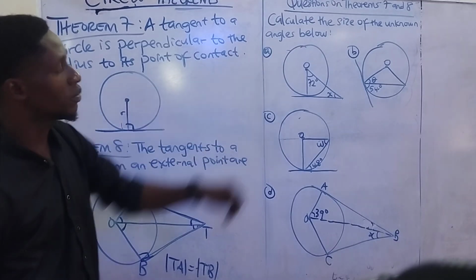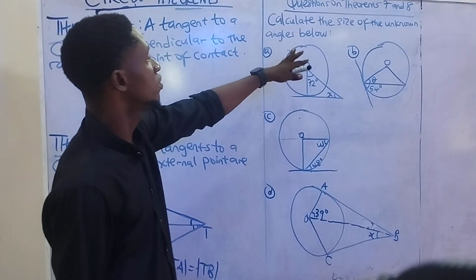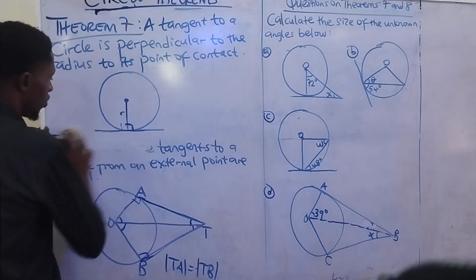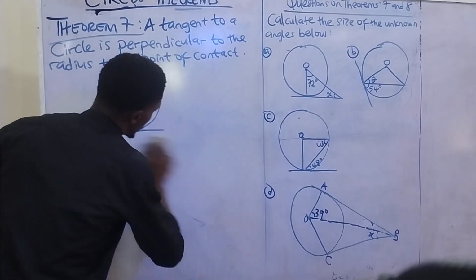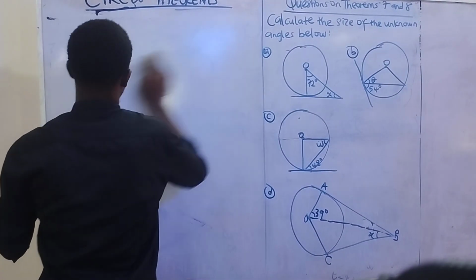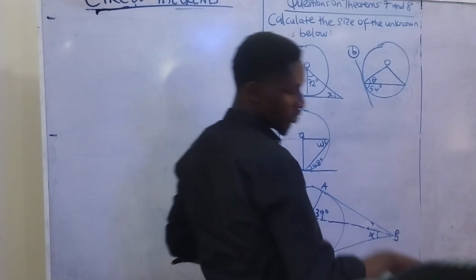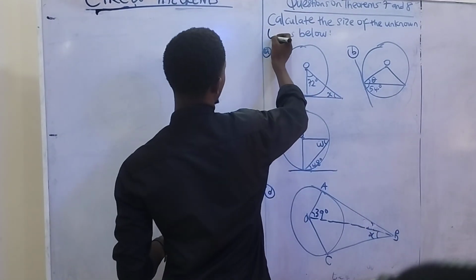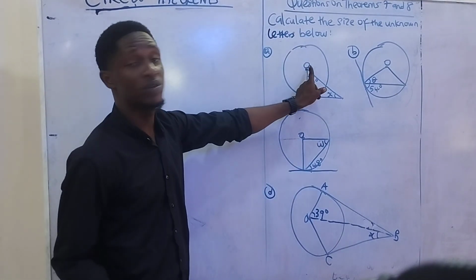So we have some examples here. We have: calculate the sizes of the unknown angles below. Let me change it to the unknown letters. So we have the first question.